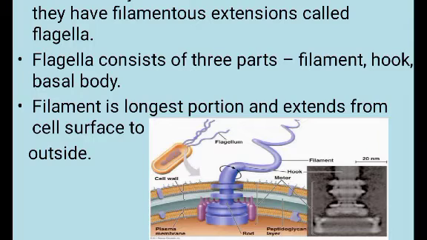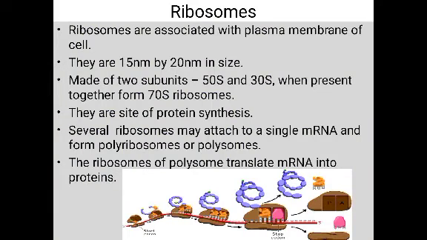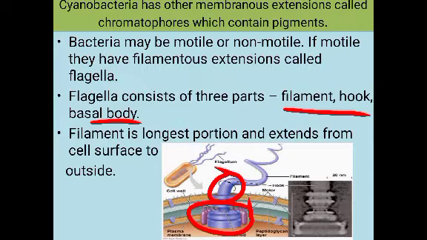And the bacterial flagellum has three parts. What are the three parts? They are the filament, hook, and the basal body. So the three parts of the flagellum are the filament, hook, and basal body. Here you can see the basal body, this is the hook region, and this is the long filament. So these are the three parts of the flagellum.